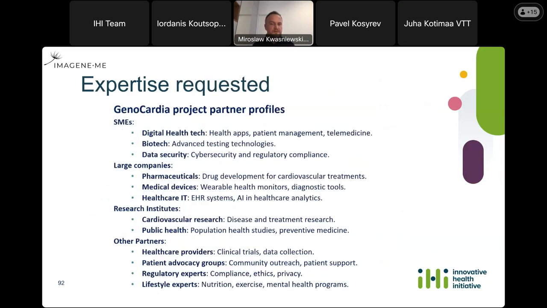So to achieve the goals of the development of the Genocardia platform and the whole project, we seek strategic collaboration with hospitals and cardiovascular disease experienced clinicians for their expert insights, real world data and guidance on treatment plans. So this is a key factor here.